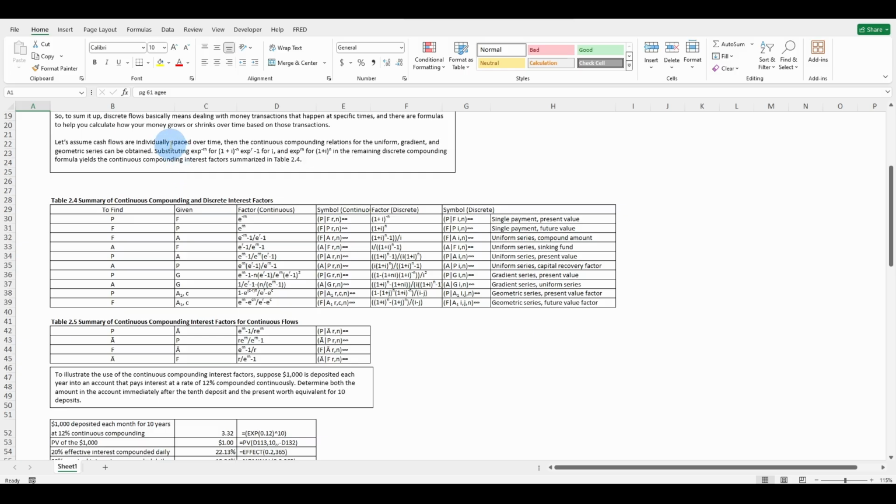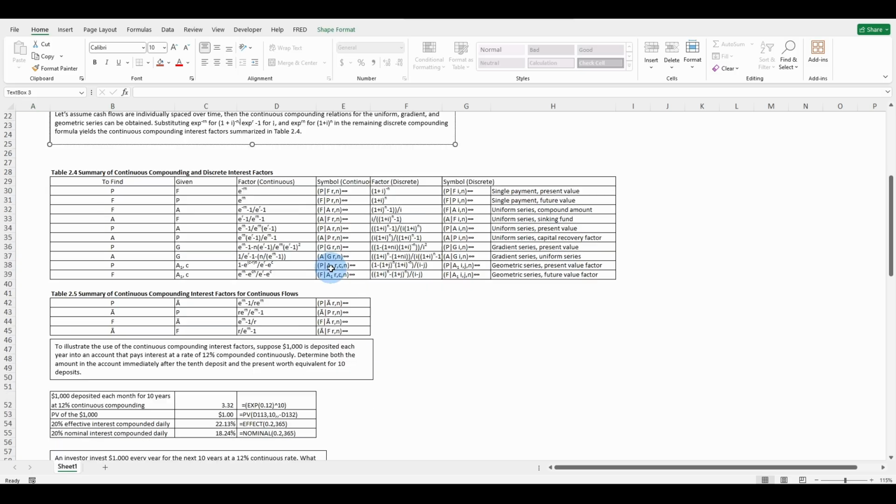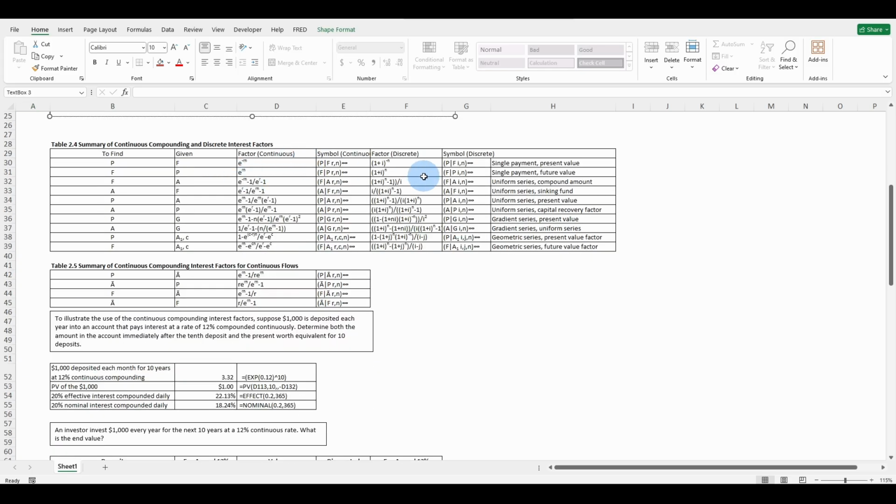Let's assume cash flows are individually spaced out over time, then the continuous compounding relations for the uniform gradient and geometric series can be used. Substituting EXP(rn) for (1+i)^n, EXP(r) minus 1 for i, and EXP(rm) for (1+m) in the remaining discrete compounding formulas yields the continuous compounding interest factors summarized in 2.4. My recommendation here is go back to the very first example I pointed out.